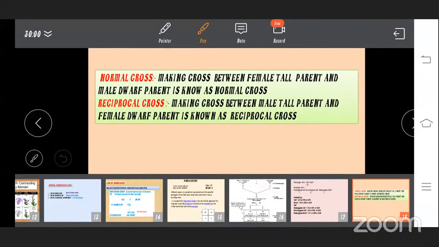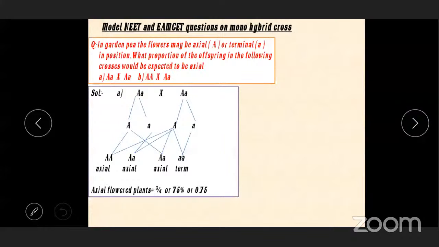Now, here are some model NEET and MCET questions on monohybrid cross. Okay, students, I have given one model NEET and MCET question on monohybrid cross. See this question. In the garden pea, the flowers may be axial or terminal. Axial is indicated by capital A, terminal by small a. What proportion of the offspring in the following crosses would be expected to be axial?